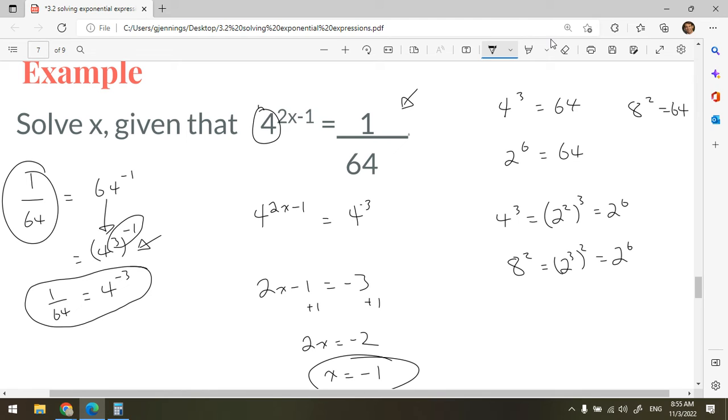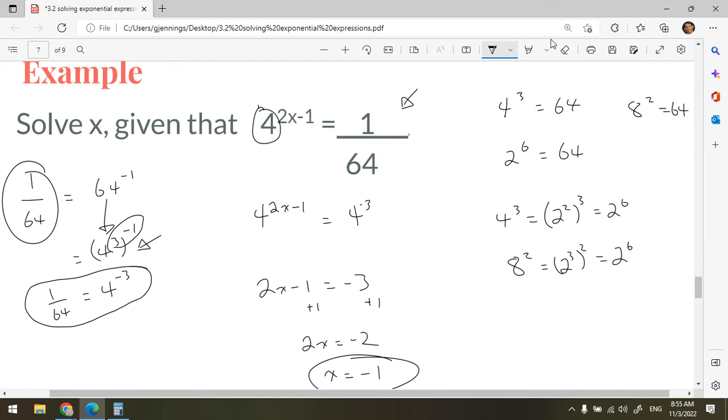x is equal to minus 1, sub it in here and see if it's true. Okay? 2 times minus 1 is minus 2. Minus 1 is 4 to the minus 3. 4 to the minus 3 indeed does equal that, because we figured that out over here to even solve the problem. Cool. Great question. So always check your answer after you get it. And this one we only found one variable, so it's quite quick to check.